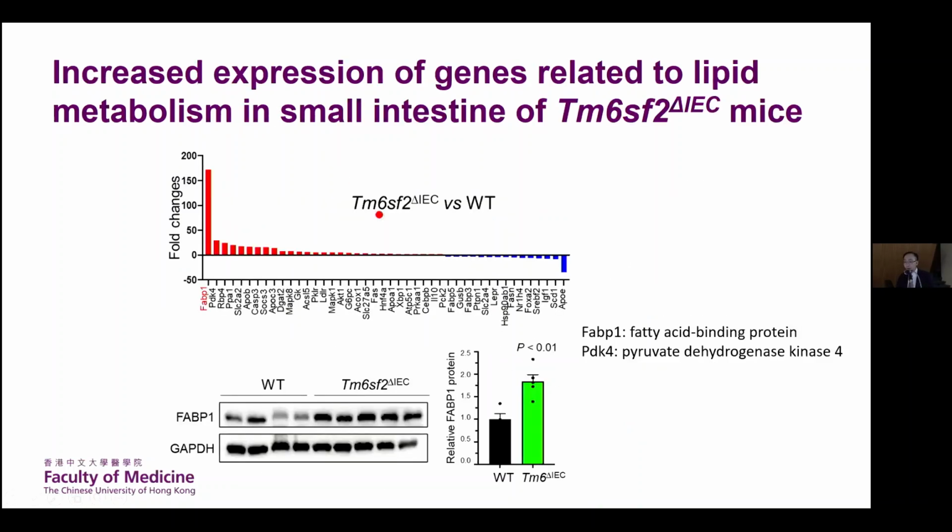So we want to know what other genes are affected if you knock out TM6SF2 in the intestine. So this time we performed a gene expression analysis. We identified many changes, but the two main affected genes, which are highly upregulated, include fatty acid binding protein, FABP1, and also pyruvate dehydrogenase kinase 4. So those are responsible for the production of lipids.